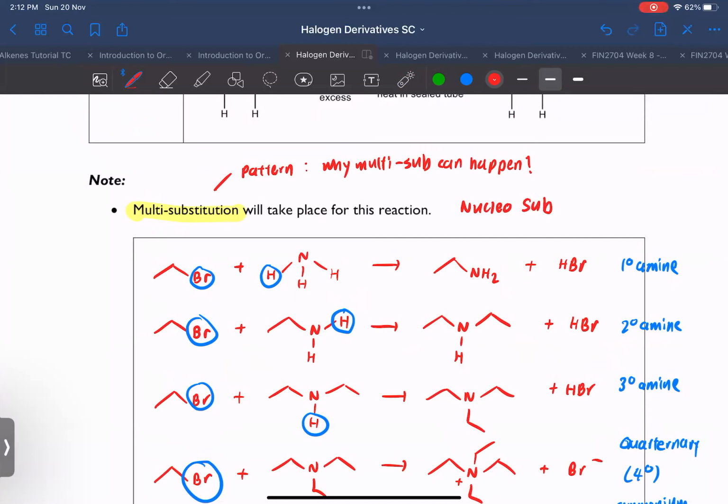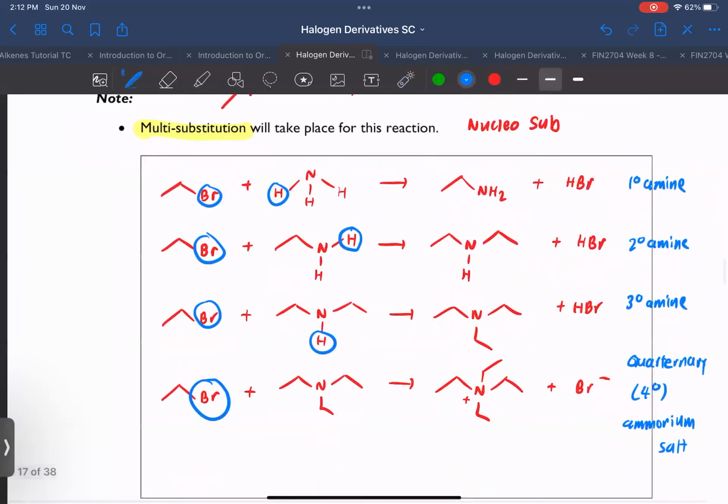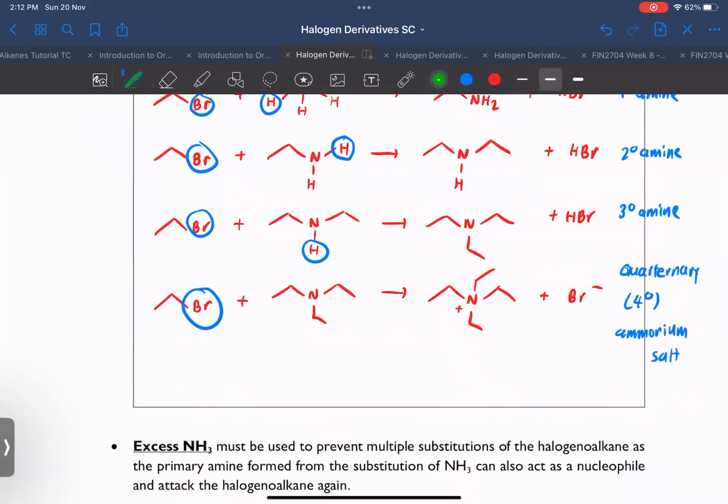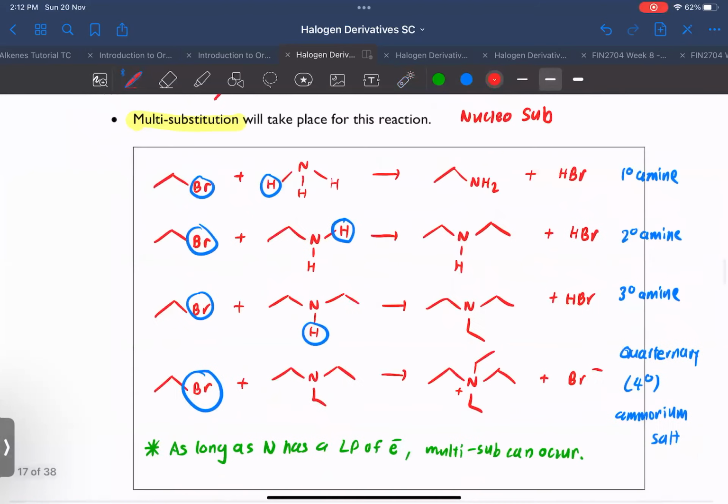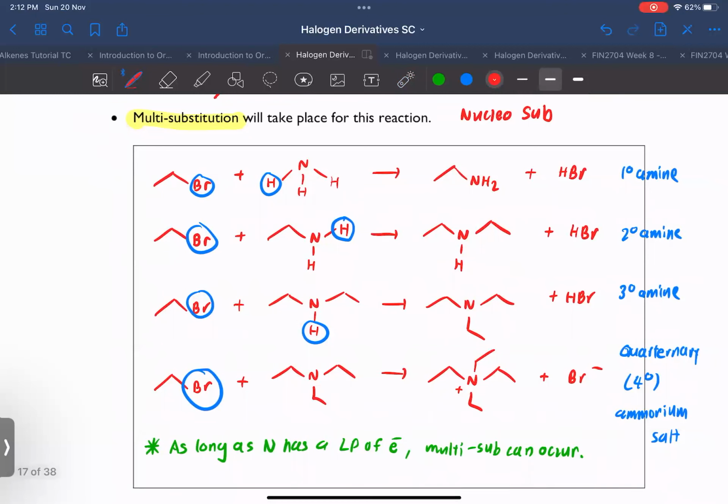A nucleophile is something that's rich, right? What must a nucleophile have to be considered rich? Electrons. It must have a lone pair of electrons. Good. I need y'all to write this down somewhere. I'm going to write down here in green: as long as the nitrogen has a lone pair of electrons, nucleophilic substitution can occur. It's not about having H or not. This is nucleophilic substitution. As long as you have a nucleophile, this reaction can happen.